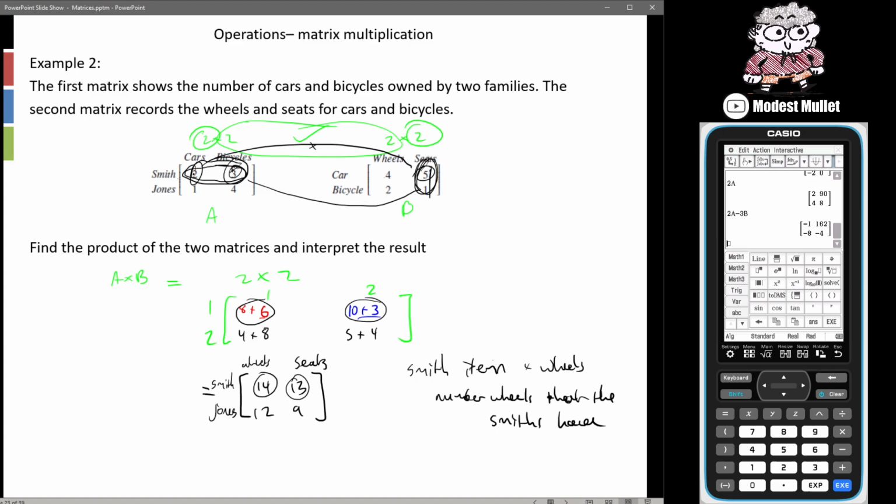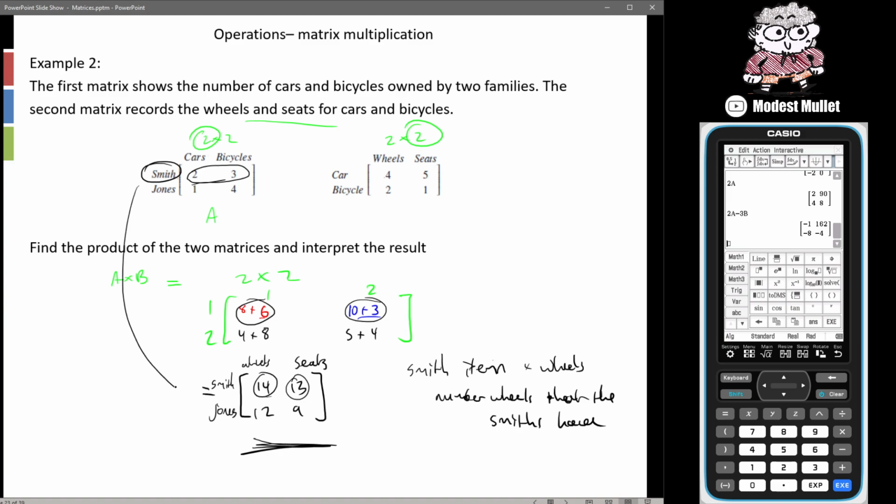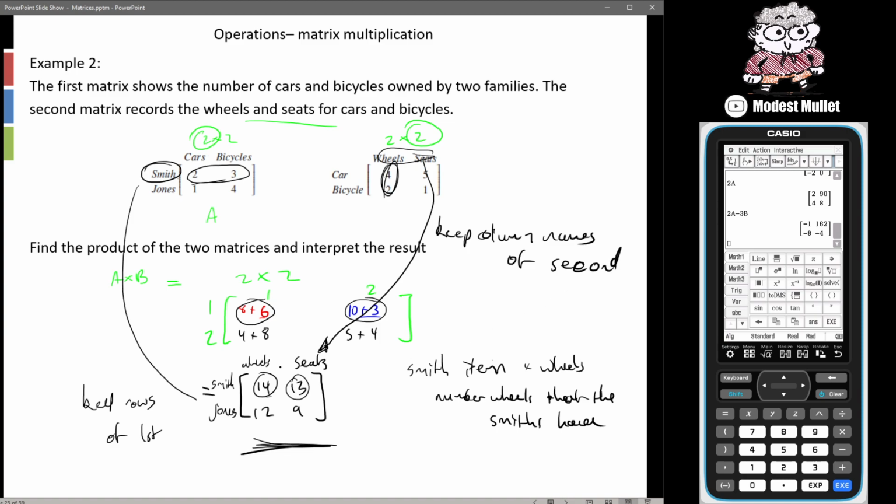Instead of having to look at, okay, I've got Smith cars multiplied by the wheels, figuring out what this final matrix means, the easiest way to identify what it actually means is, because you're taking the rows, you're going to keep the row names. Keep the rows of the first. And then because we're taking the columns, we're going to keep the column names of the second matrix. That's what the resulting matrix actually is.